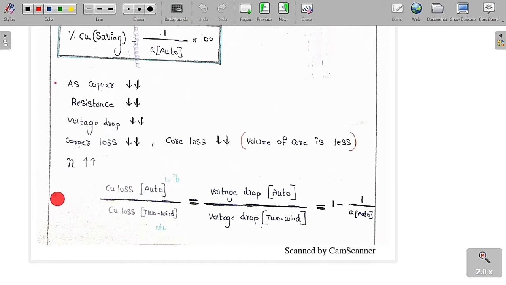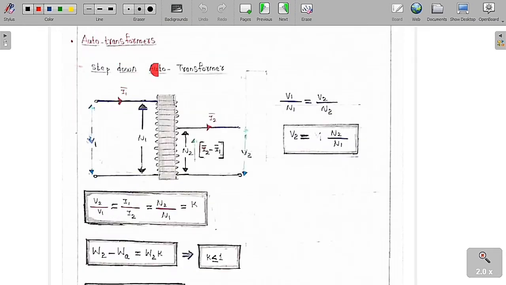So listen carefully. The copper weight of auto transformer by copper weight of two-winding transformer is equal to copper loss in auto transformer by copper loss in two-winding transformer, which is equal to voltage drop in auto transformer by voltage drop in two-winding transformer, which is equal to 1 minus 1 by A, where A is called the turns ratio of the auto transformer. So now for these auto transformers, I will discuss some more important points.